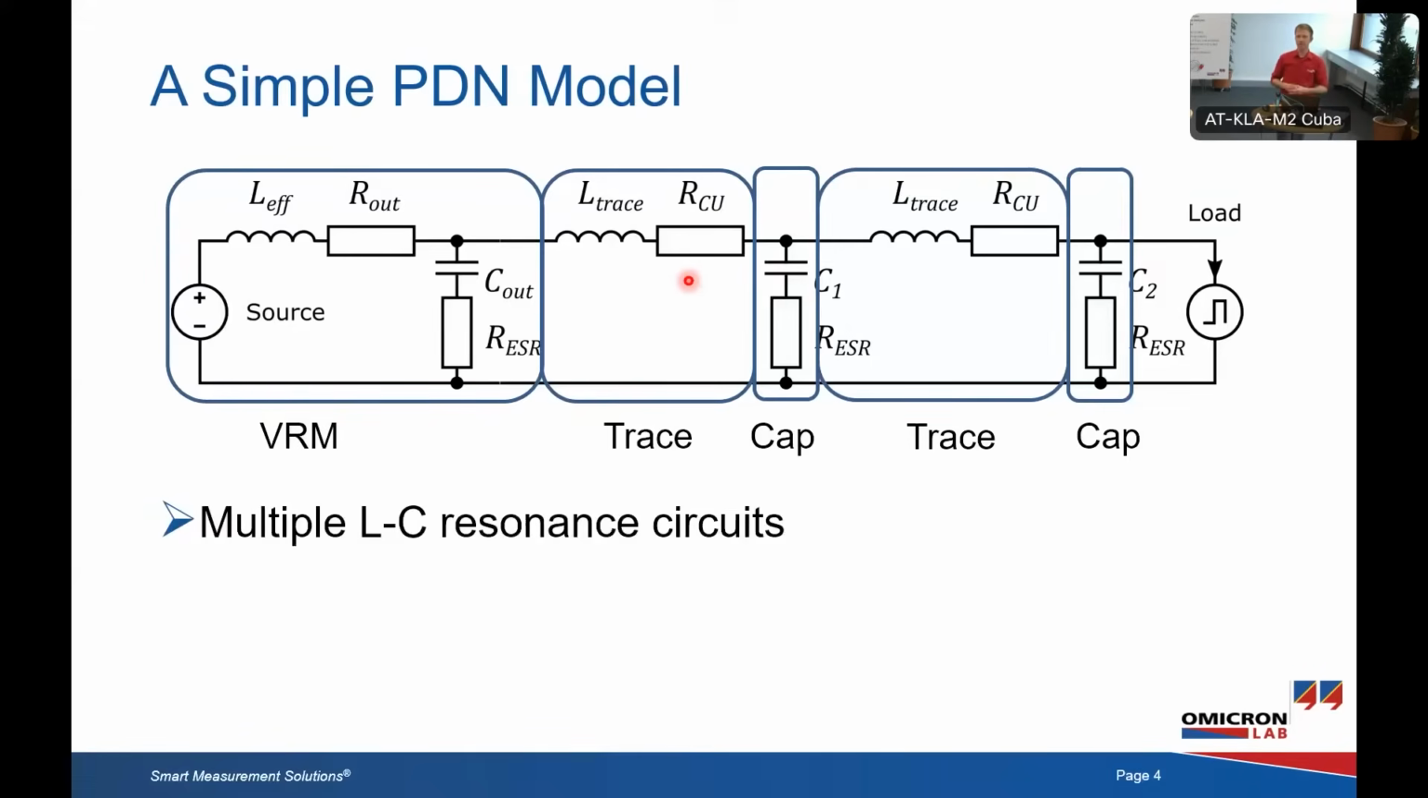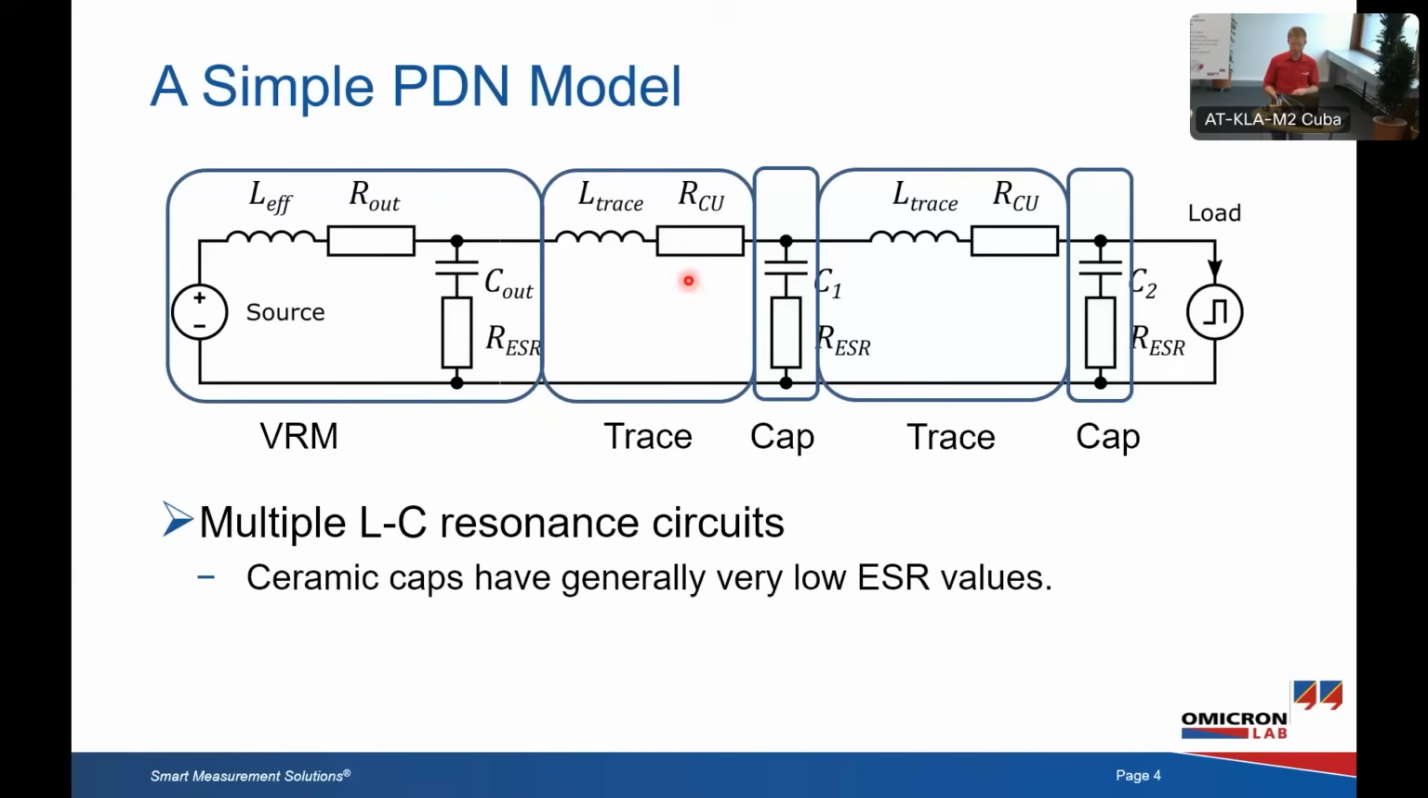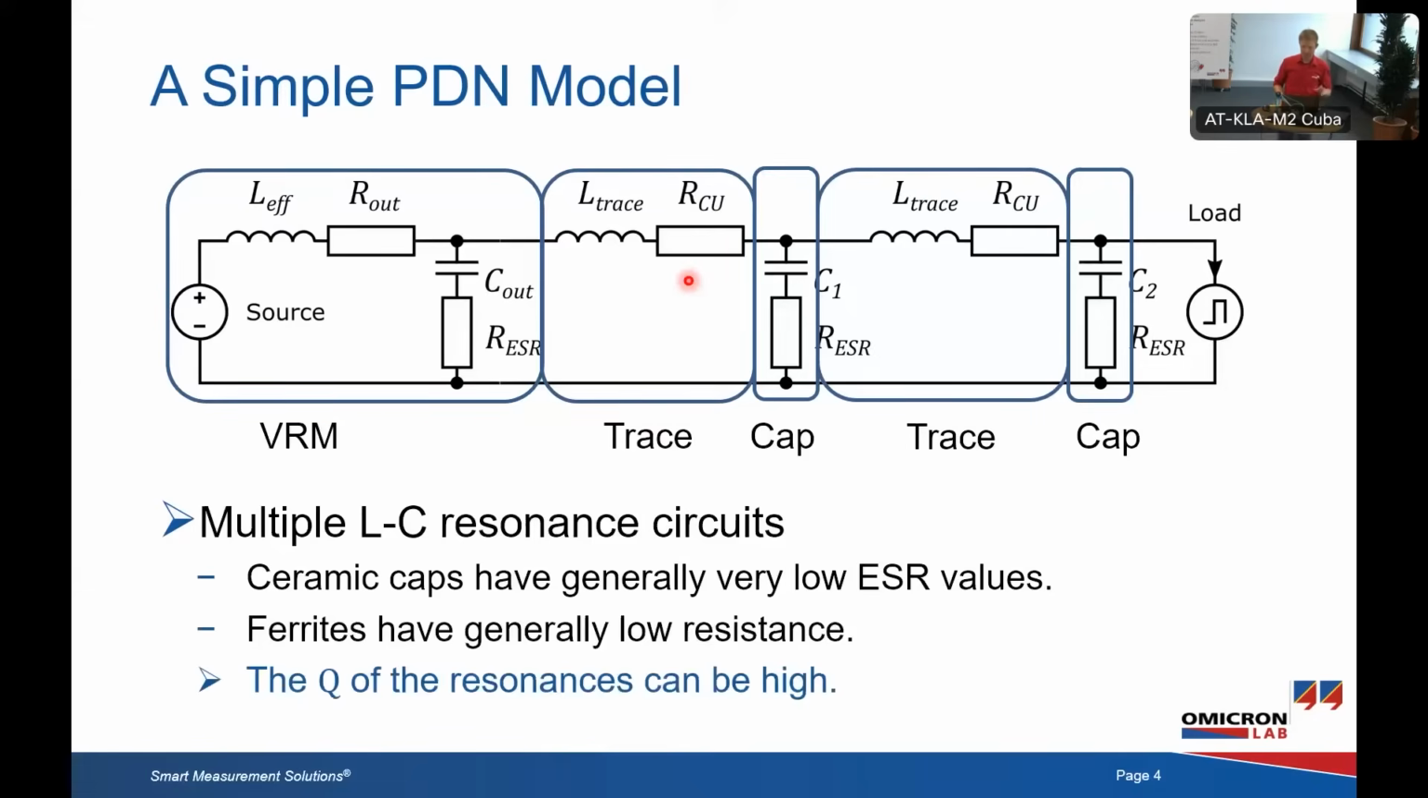If we look at that system, we see multiple LC components. We have 3 inductors and 3 capacitors, so we can form resonant circuits. And some of these capacitors will have pretty low ESR values. For example, ceramic caps have quite low ESR values, and ferrites also normally have quite a low resistance. If someone places a ferrite bead, the goal is not to lose power, so normally they have a low resistance also. And that means that the Q of the resonances that we see in this resonance tank can be quite high.